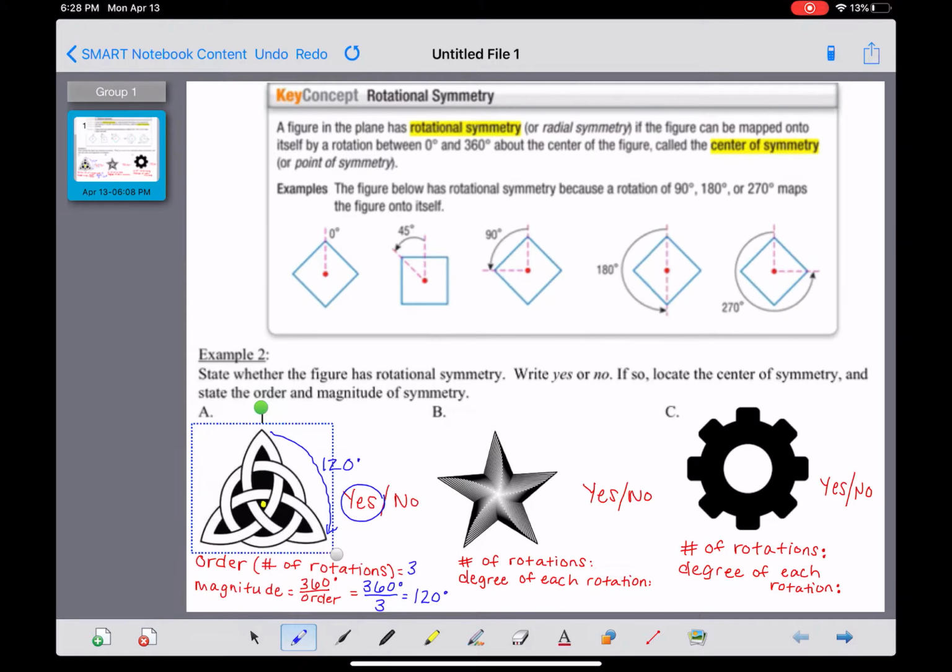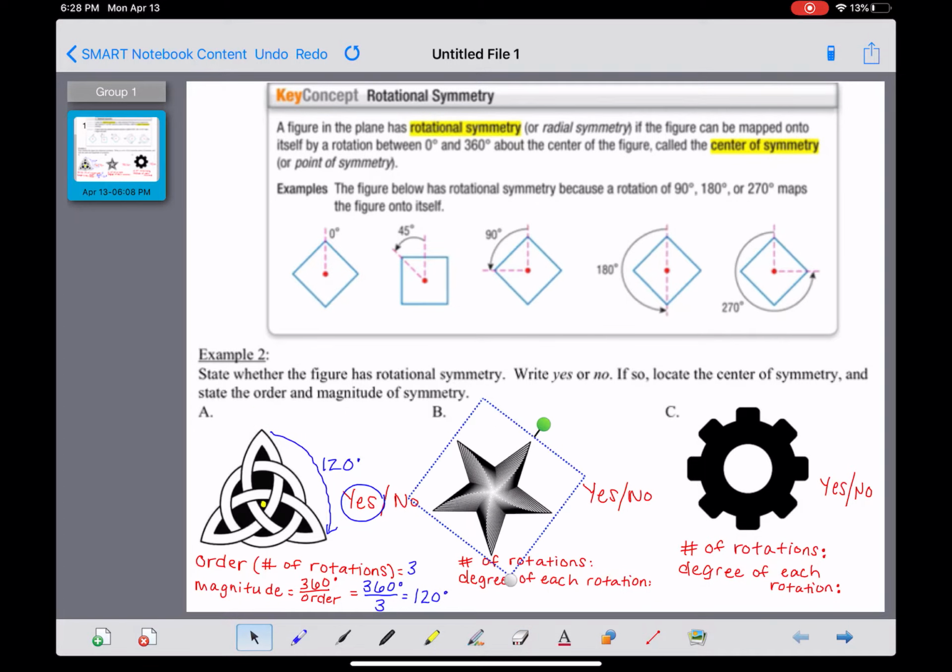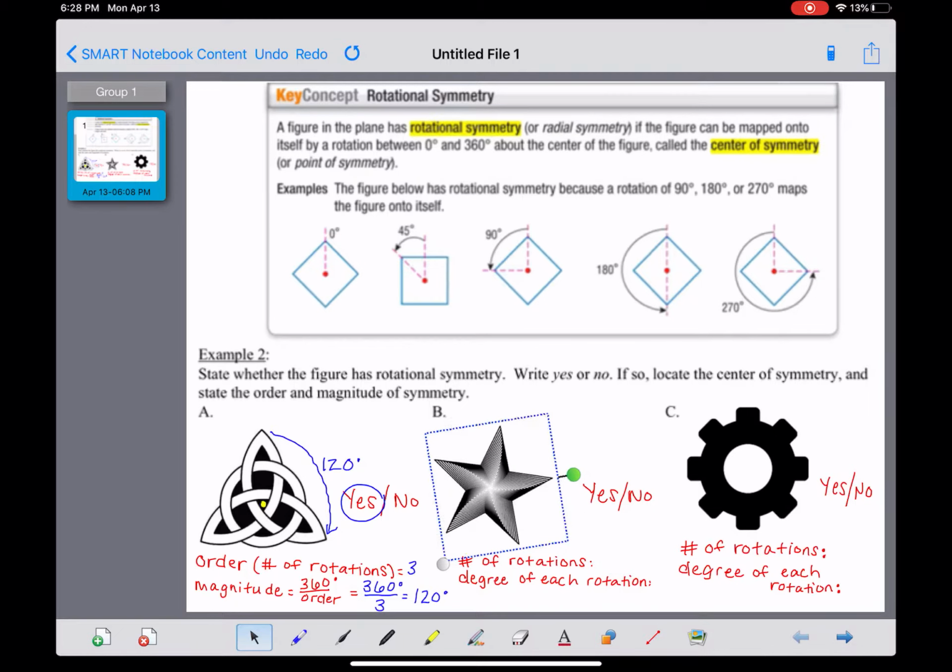So our second image is a star. Does the star have rotational symmetry? Can I turn the star to where it looks like its original shape? The answer is yes.